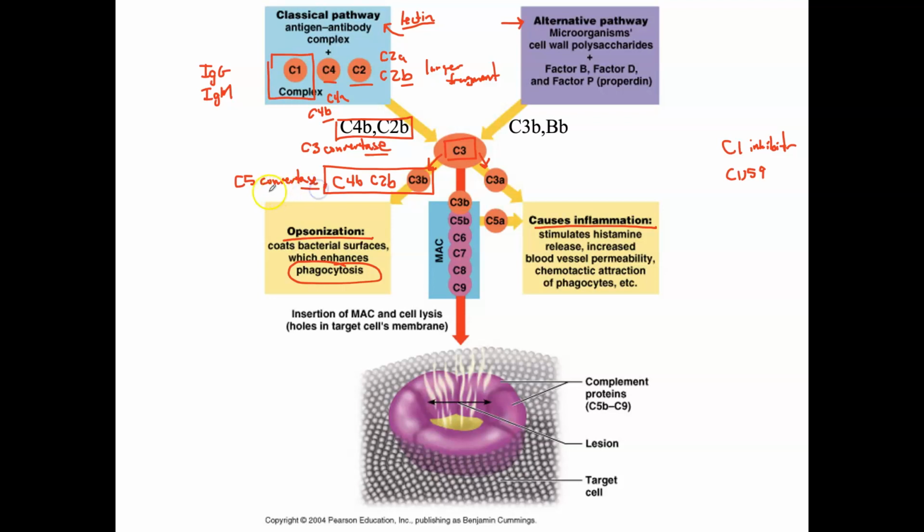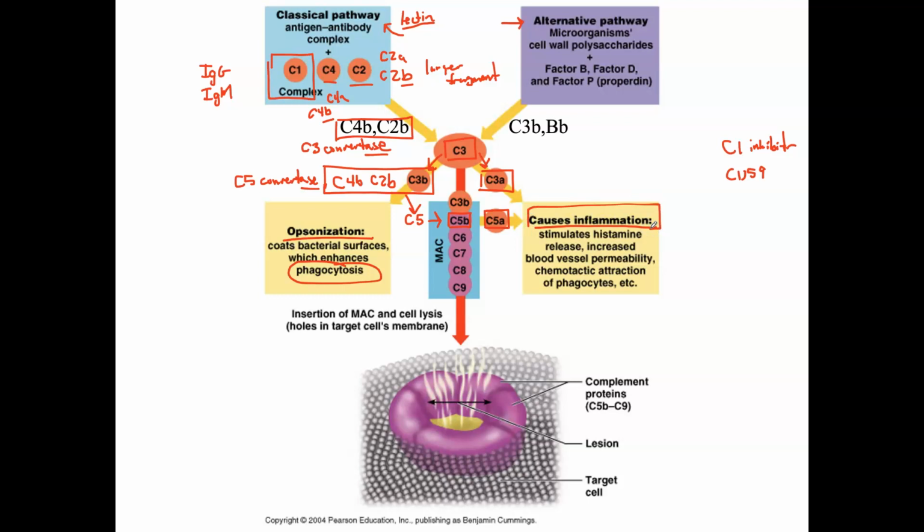This particular protease enzyme is used to activate the C5 protein. So C5 convertase is going to activate the C5 protein. When C5 becomes activated, it splits into C5b, the larger fragment, and C5a, the smaller fragment. So it turns out that C5a is going to be working with C3a in the inflammatory reaction.